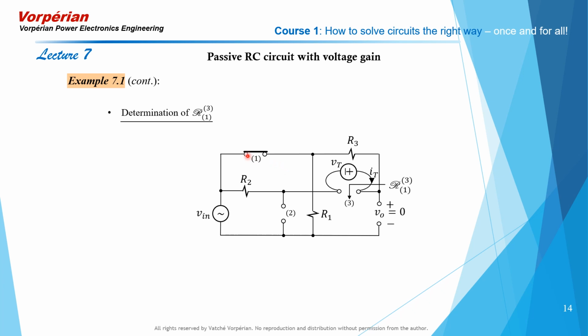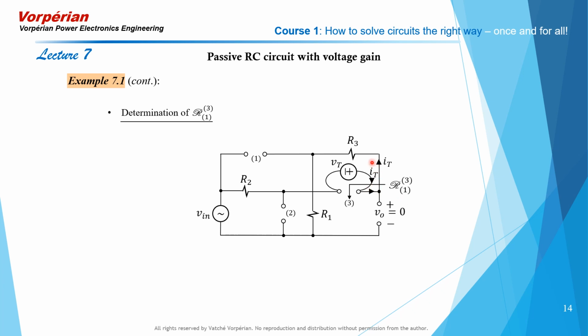Now, the reference state of port 1 is a short, so in this case, when we determine script R31, we have to put port 1 in the opposite state of its reference state, which means we have to open it. And now, with the response V0 nulled, we follow the path of IT to determine script R31.